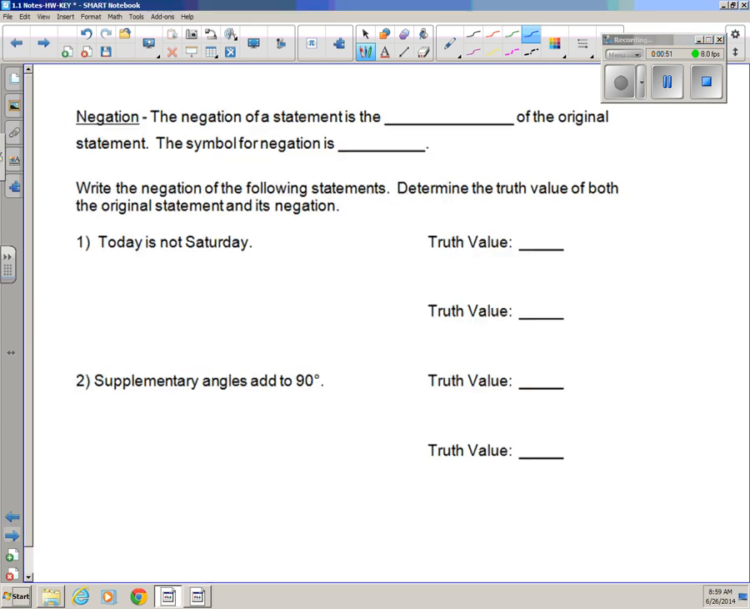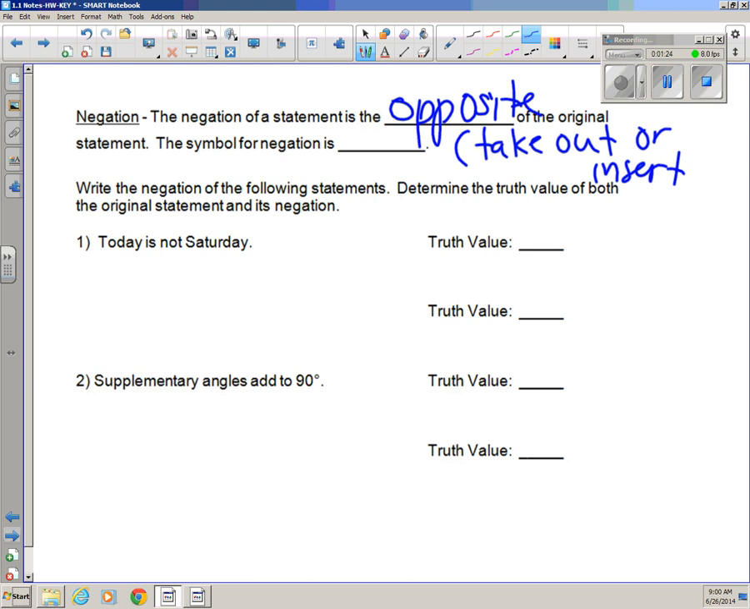Then we have something that's called the negation, and the negation of a statement is the opposite of that original statement. Basically what that means is you're taking out or putting in the word not. So it's not like saying black and white, it's black and not black. It's not up and down, it's up or not up. So you're either inserting or taking out the word not. That's what it is.